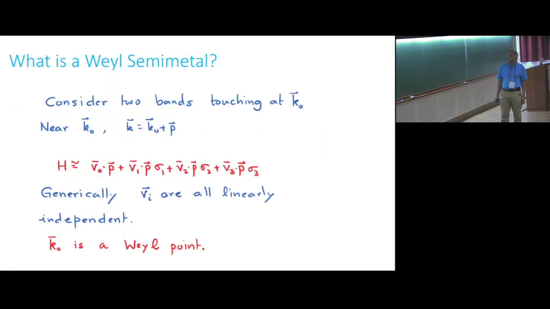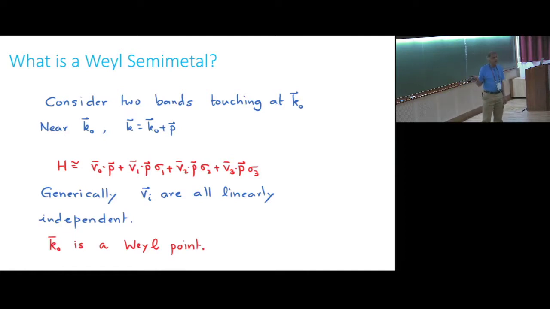Okay. So what's a Weyl semimetal? Imagine that there are two bands in a three-dimensional Brillouin zone, and they touch at a point. And you ask yourself, if these are the only two bands that are important, and you can neglect all other bands, then what is the band structure that follows from the fact that these two just touch at that one point?